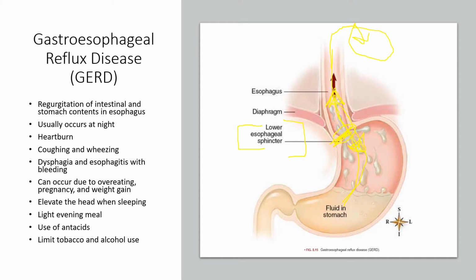So what can these patients do? Well, they can elevate their head when they're sleeping. And what that's going to do is basically allow for gravity to help with keeping the stomach contents where they should be. The patient should be encouraged to eat a light evening meal, not eat any heavy meals, especially really spicy meals. Antacids can help prevent the symptomatology of GERD. And again, limit the tobacco and alcohol use, because tobacco and alcohol can exacerbate GERD.